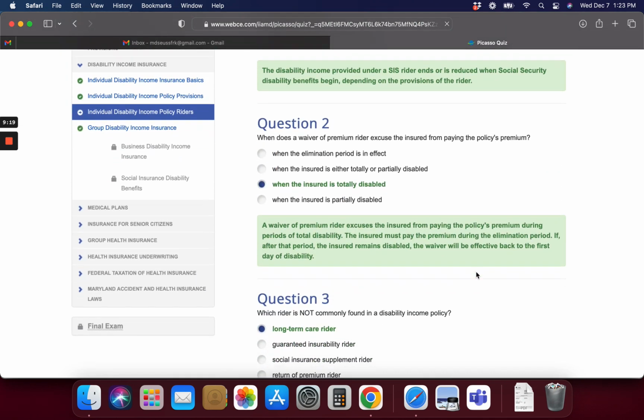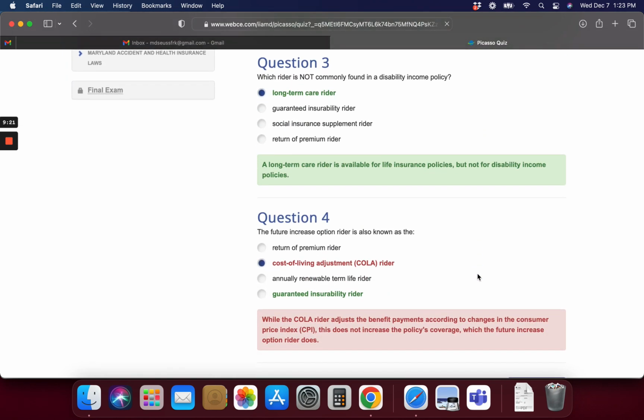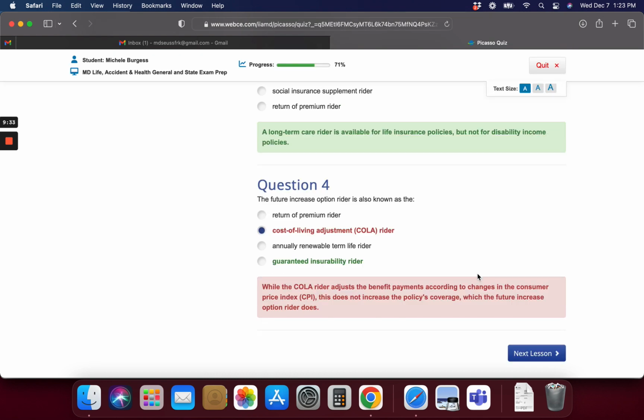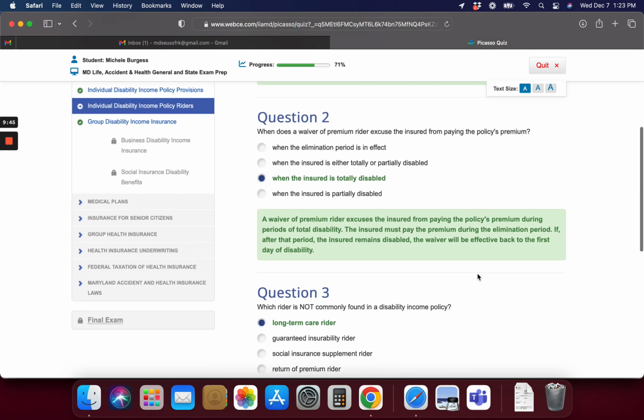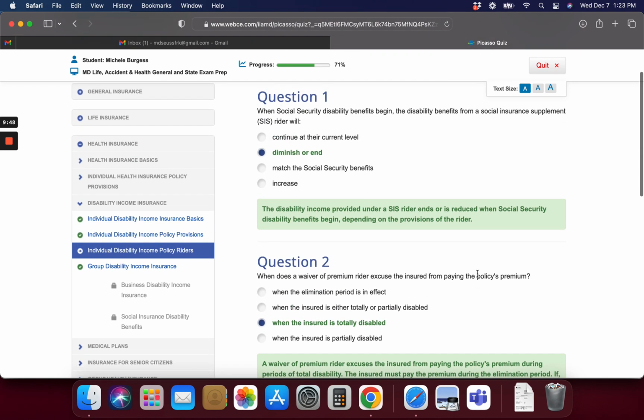I got one wrong. I bet it was that last one. Yeah. So the future increase option rider is known as a guaranteed insurability rider. While the COLA rider adjusts the benefit payments according to changes in the CPI, this does not increase the policy coverage, which the future increase option rider does. So these are some questions you may have on the test. I have not taken the test yet, so I have no idea. But this is what I'm told.